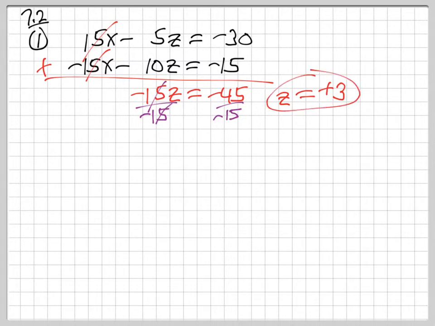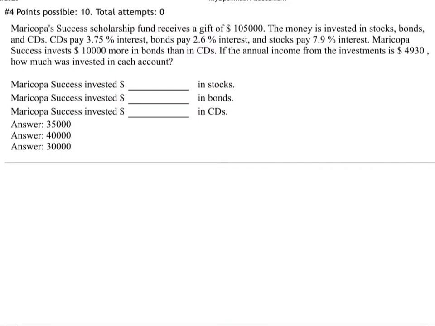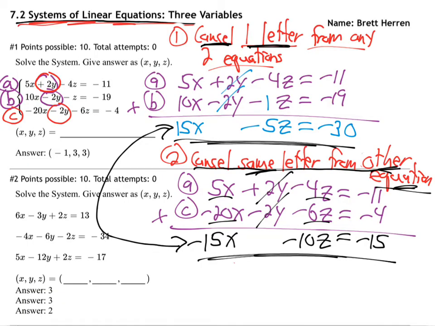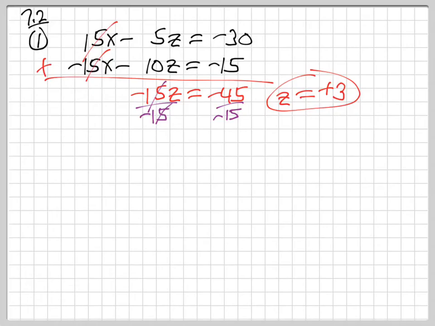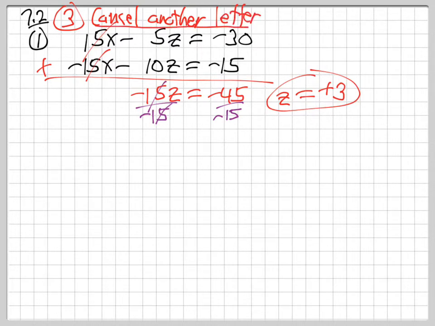Now we need to go back and get x and y. Now we're on to step 3. So step 1 was cancel one letter. Step 2 was cancel the same letter. We just did step 3 here, which is cancel another letter, or eliminate another letter, to get your first answer. So we got our first answer, we got z.